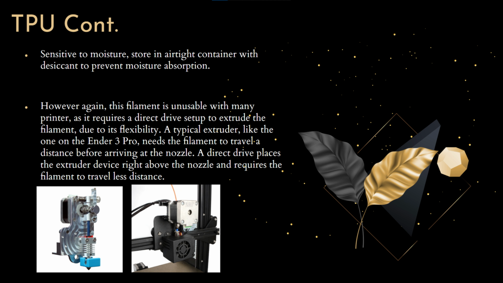It's sensitive to moisture, so it's recommended to store in an airtight container, similar to the other filaments. However, again, this filament is unsuitable with many printers, as it requires a direct drive setup to extrude the filament properly. This is due to its flexibility. A typical extruder, like the one on the Ender 3, needs the filament to travel a distance before arriving at the nozzle. A direct drive places the extruder device right above the nozzle and requires the filament to travel less. This is better for TPU as it provides less chances for the material to bend.